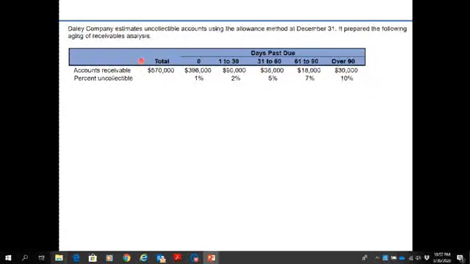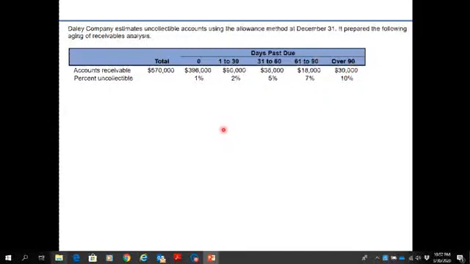The total accounts receivable that they have is $570,000, okay? They think that $396,000 of it is current. $90,000 of it is 1 to 30 days past due. $36,000 is 31 to 60 days past due. $18,000 is 61 to 90 days past due. And this $30,000 over here, it's over 90 days past due.